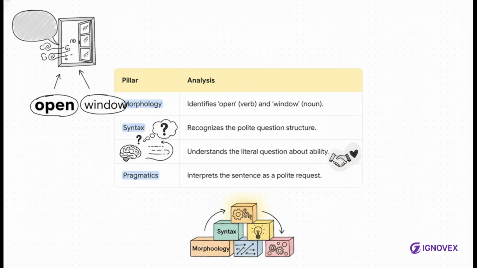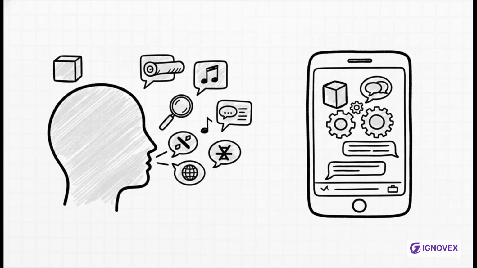But it's pragmatics that does the heavy lifting and tells us what's really going on. This is a polite request. See how they all stack on top of each other? It's a pretty incredible system. And this isn't just some abstract theory for linguists. This four-pillar framework is absolutely crucial. It's the basis for how we design language learning apps, and it is the fundamental logic that powers the AI in the chatbots and voice assistants we talk to every single day.